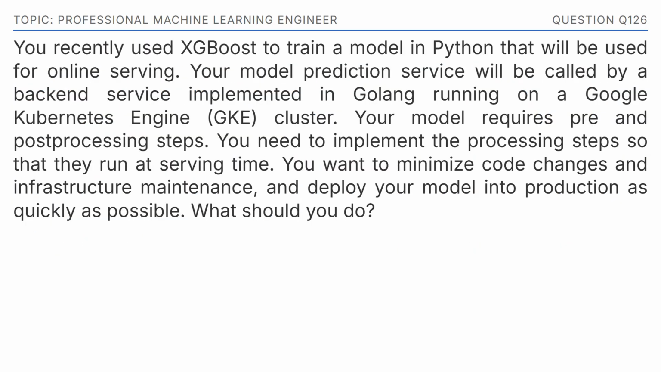You recently used XGBoost to train a model in Python that will be used for online serving. Your model prediction service will be called by a backend service implemented in Golang running on a Google Kubernetes Engine (GKE) cluster. Your model requires pre- and post-processing steps. You need to implement the processing steps so that they run at serving time. You want to minimize code changes and infrastructure maintenance, and deploy your model into production as quickly as possible. What should you do?